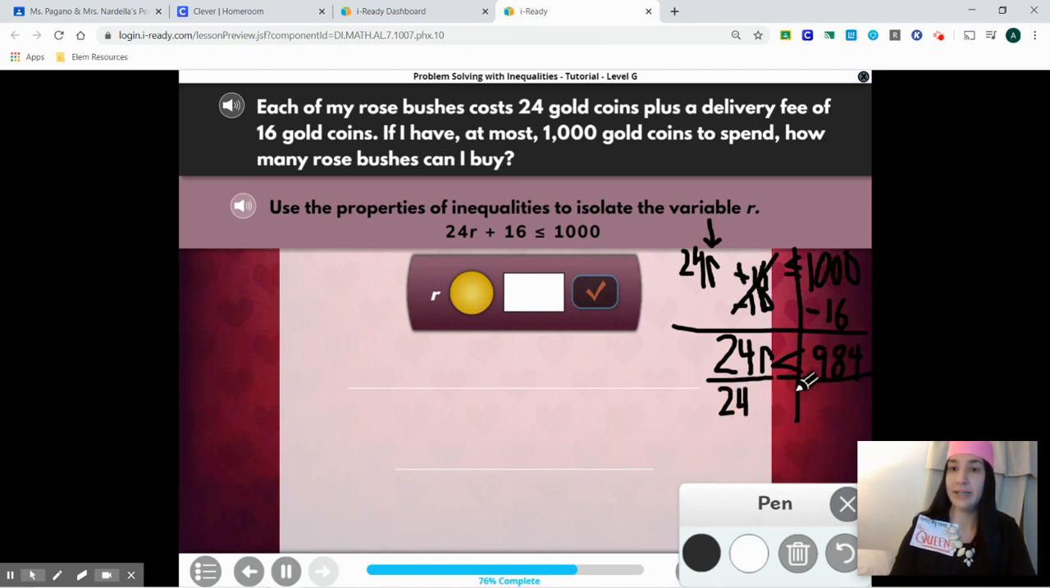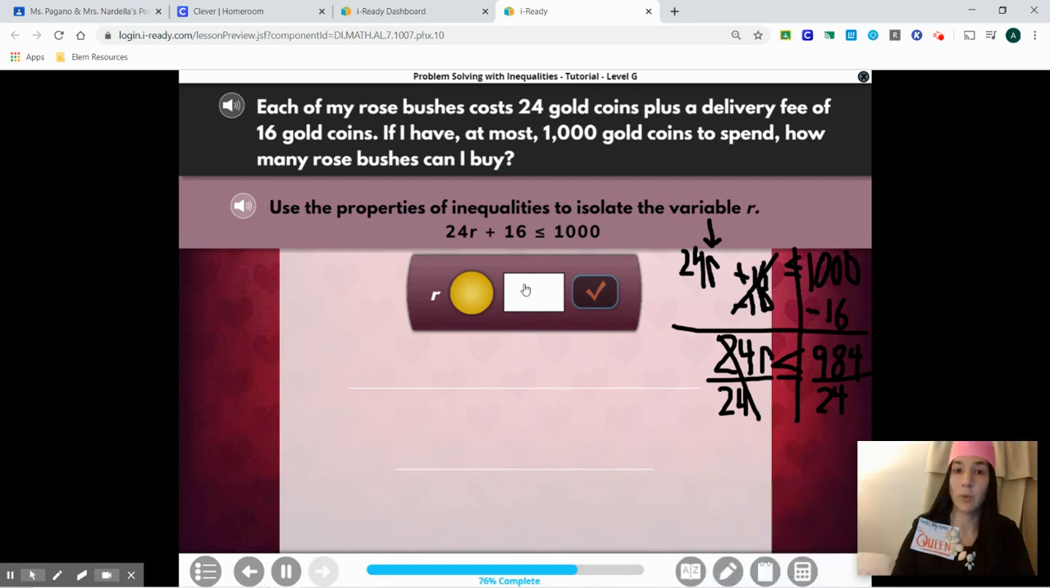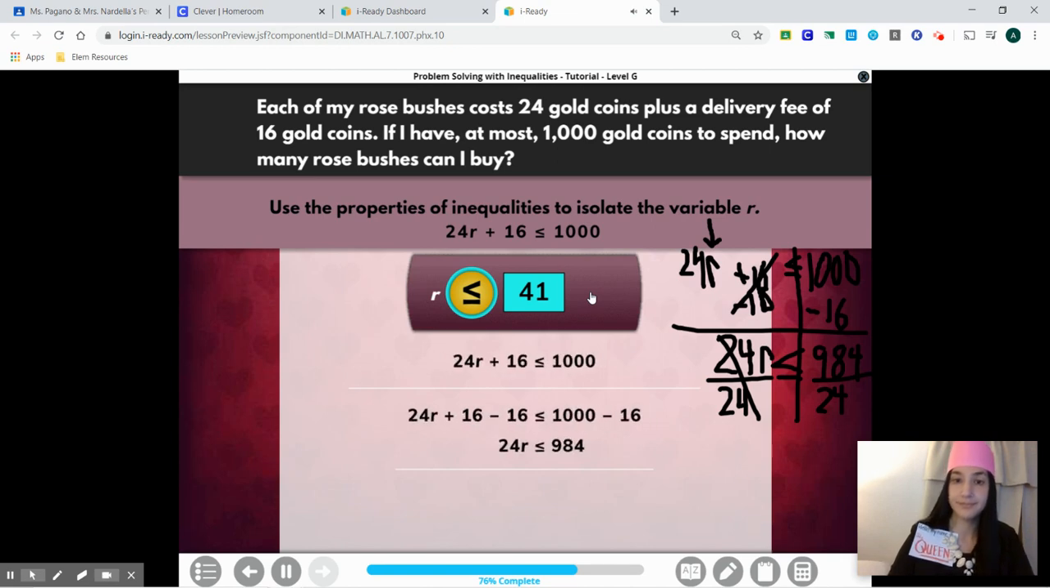And when we do that, 984 divided by 24 will tell us R is less than or equal to 41. So we're going to keep our same inequality symbol, less than or equal to, and we're going to type in our answer of 41. Great job. When you subtracted 16 from both sides of the inequality, the symbol did not have to change. Then you divided by a positive 24. So the symbol did not have to change there either.